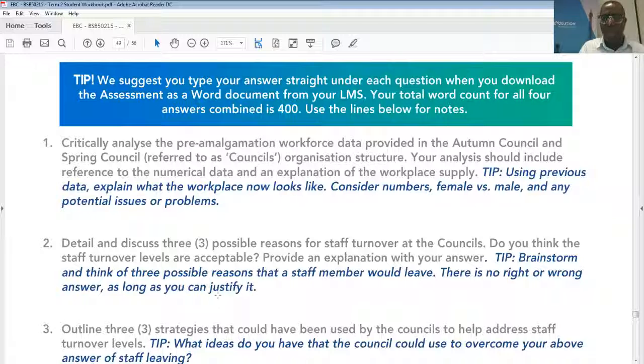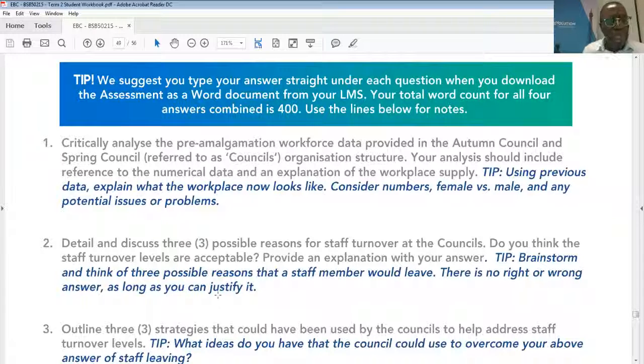As a result of that, some people had to be let go, and for those that were made redundant, there's obviously a process that they had to follow. So these councils managed to achieve what they wanted, that is, financial viability.